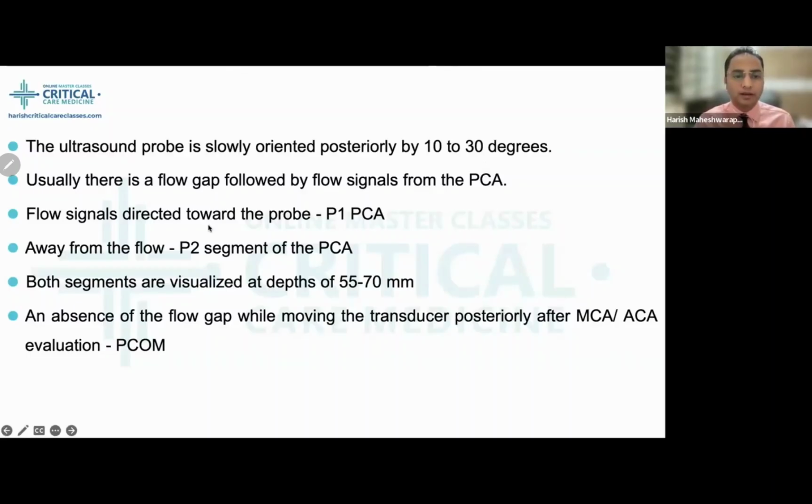Flow signals directed towards the probe are the P1 branch of the posterior cerebral artery. Away from the probe is the P2 segment of the PCA. Both segments are visualized at a depth of 55 to 70 millimeter, and absence of the flow gap while moving the transducer posteriorly after MCA or ACA helps in evaluating the posterior communicating vessel also.